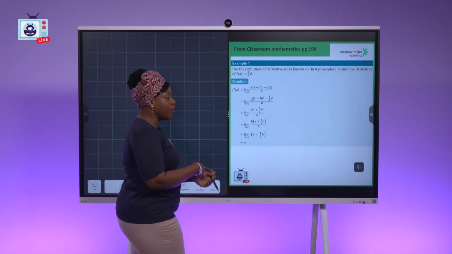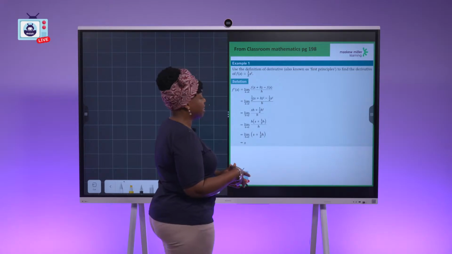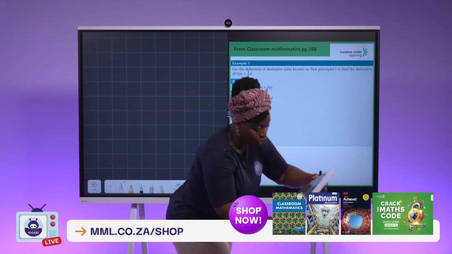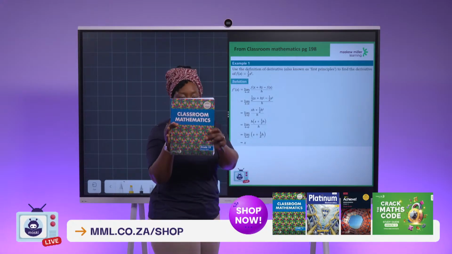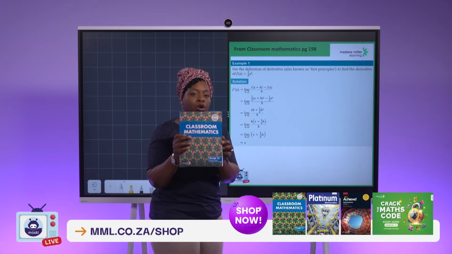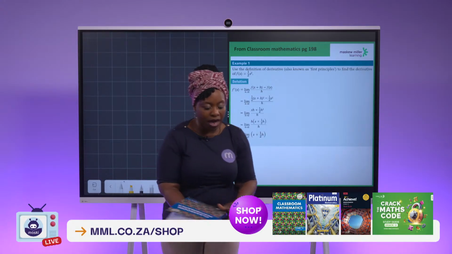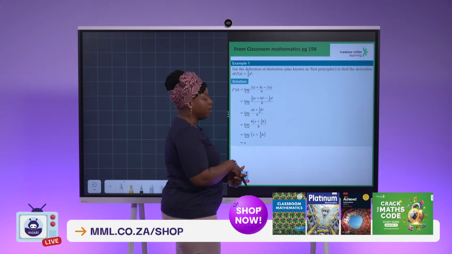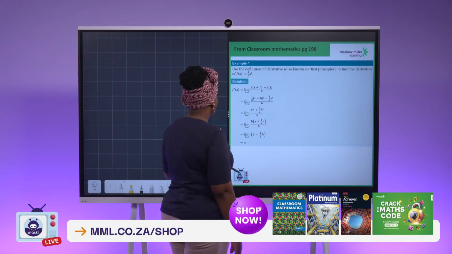Okay. Now I'm going to show you an example that has been created for us from our textbook, which is Classroom Mathematics. We have the book and you can shop for it online. Just going to show you the color, this is how the book looks. You can get most of the questions from this book as well. And you can also see it there. You can shop for it online or you can buy it in any store. So this is what we have.